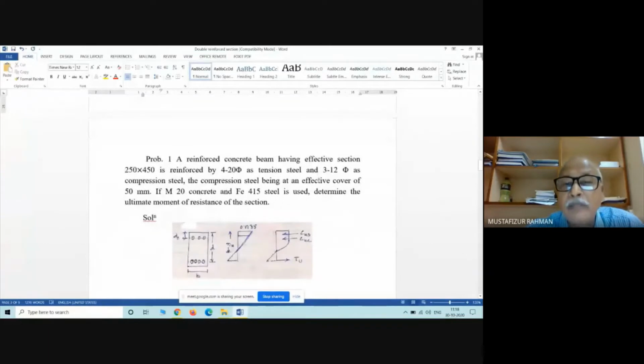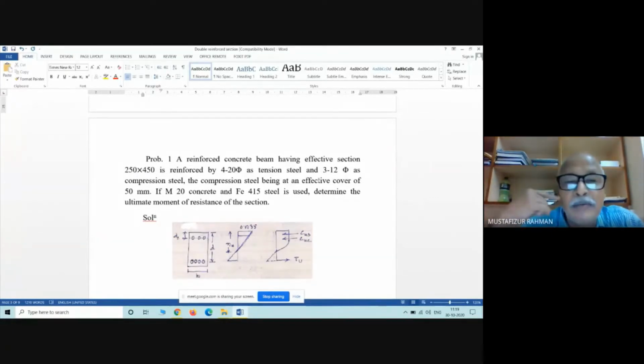See, a reinforced concrete beam having effective section 250 by 450 is reinforced by 4 numbers of 20 mm Tor bars as tension steel, and 3 numbers of 12 mm Tor bars as compression steel. The compression steel is at an effective cover of 50 mm. If M20 concrete and Fe 415 steel is used, determine the ultimate moment of resistance of the section.